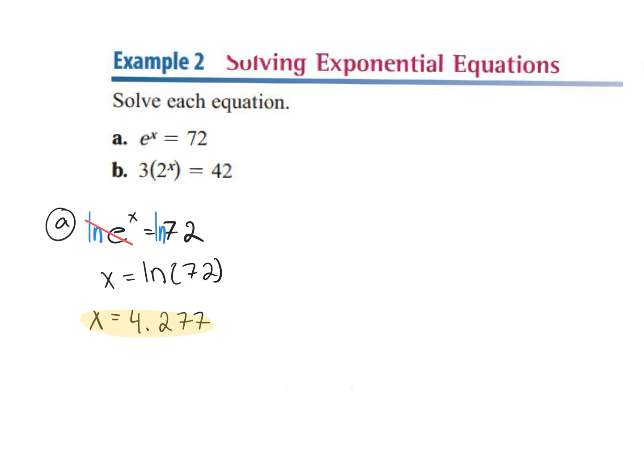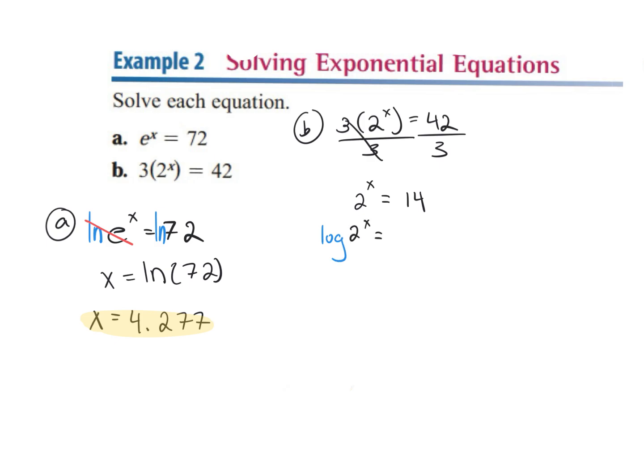For B, we have 3 to the x power equals 42. Since I'm solving for x, the first thing I'm going to do is try to isolate whatever has the x, which in this case means just dividing by 3, just like usual. Now we're left with 2 to the x power is equal to 14. If you guys remember the rules of logs, I can actually add a log to both sides. So I could do log 2 to the x power equals log 14.